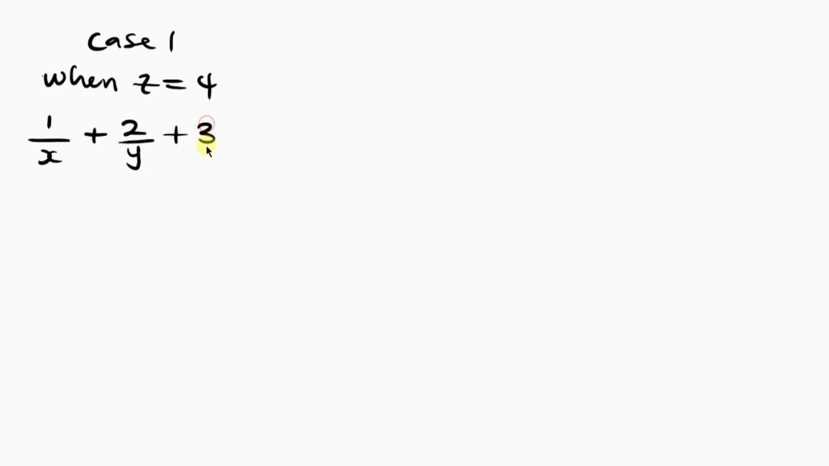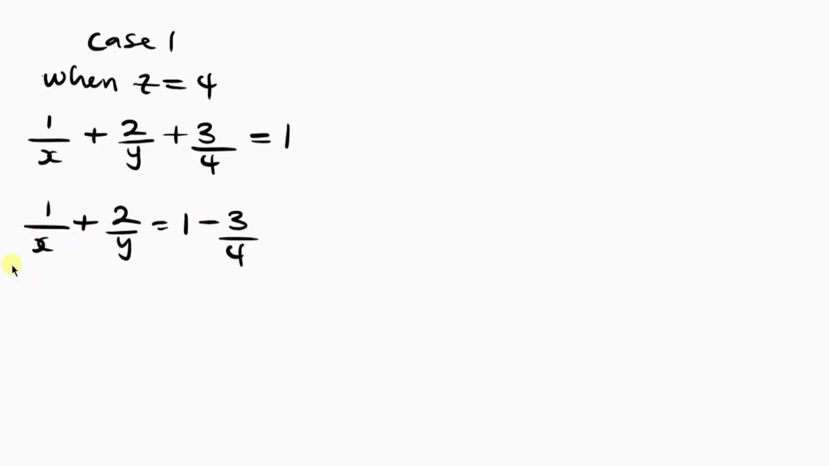So we're going to be saying case 1. For case 1, we're saying that z is equal to 4. That means wherever we see z, we're going to be putting 4 there. And what is the question given to us? We're given 1 over x plus 2 over y plus 3 over z, but in this case, I'm going to be putting 4 in place of z, and this is equal to 1, according to the question. So let's move this 3 over 4 to the right-hand side. There I have 1 over x plus 2 over y equal to 1 minus 3 over 4.